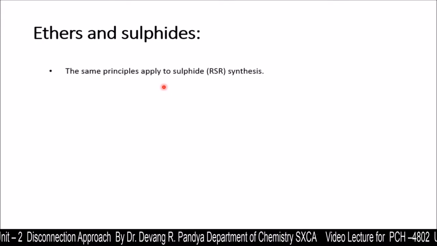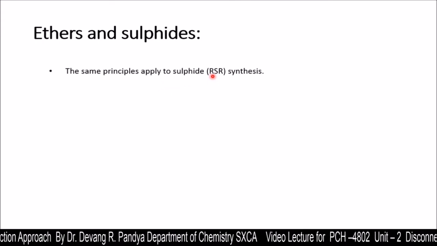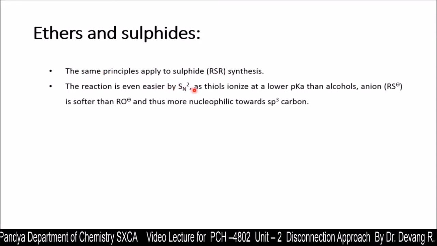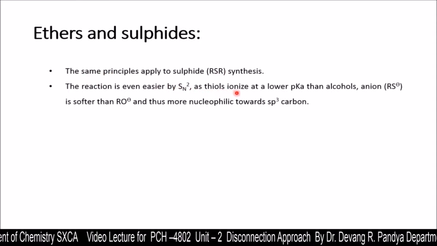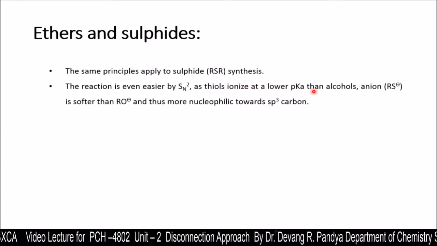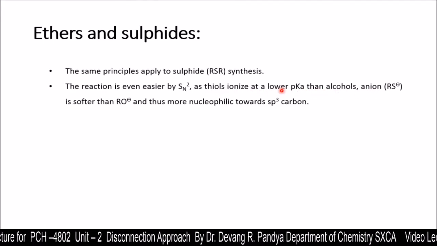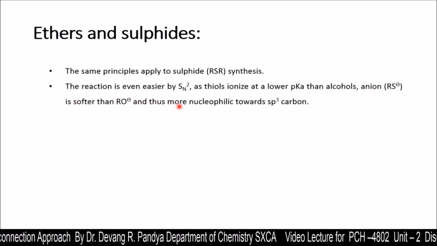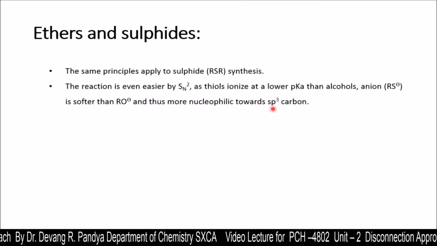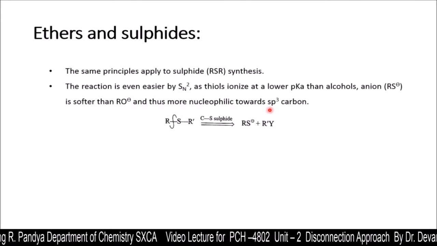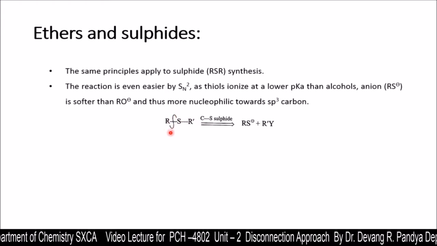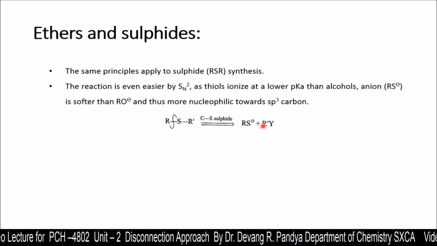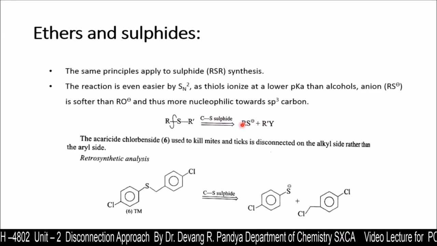Now the same principle applies to sulfide, that is RSR synthesis. The reaction is even easier by SN2, as thiols ionize at a lower pKa than alcohols. The anion RS minus is softer than RO minus, and thus more nucleophilic towards an sp3 carbon atom. So here we're going to put the wiggly line over here. It is a CS disconnection, which is going to form the sulfide, and this synthetic equivalent and synthon is going to be obtained.